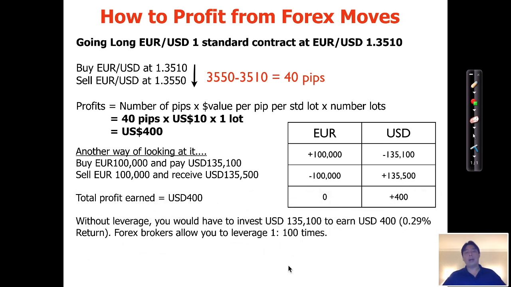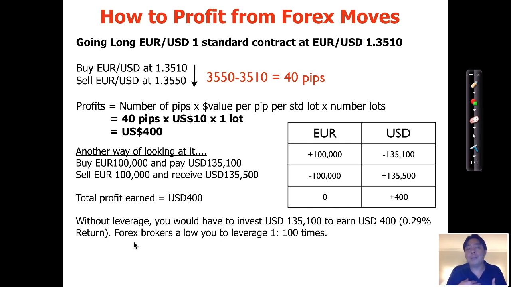Notice that if you don't use leverage, you would have to invest $135,100 or 100,000 euros to earn $400 US. In other words, you're earning $400 from $135,100. That's a 0.29% return. You may say, that's such a small return. You're not going to buy 135,000 US dollars to make $400. Are you nuts? That is why in Forex, all Forex traders use leverage. Because if you don't use leverage, it doesn't make sense, because currencies move very little every day.